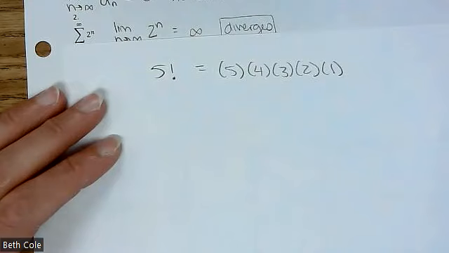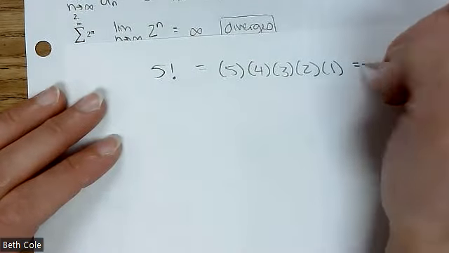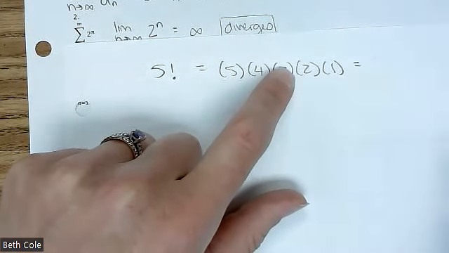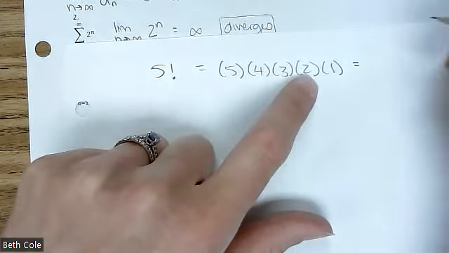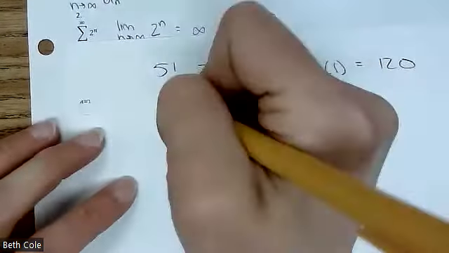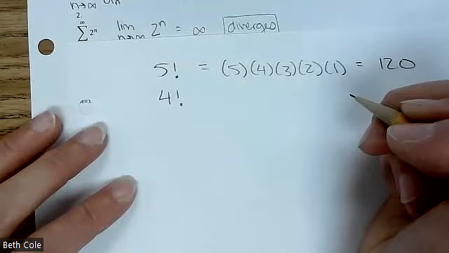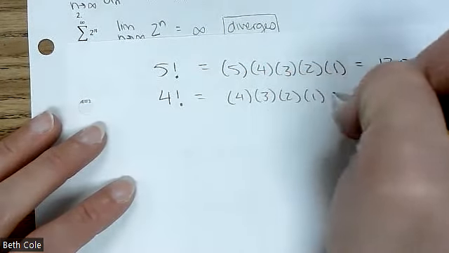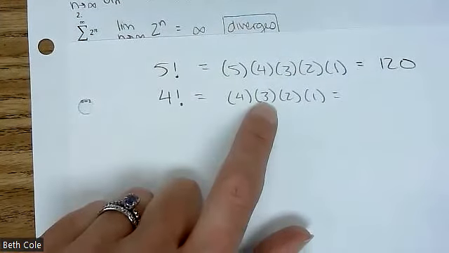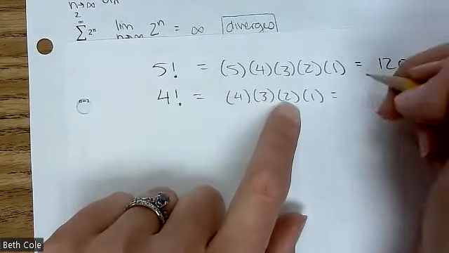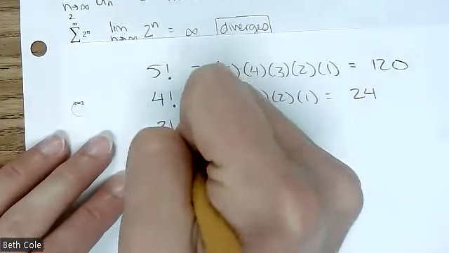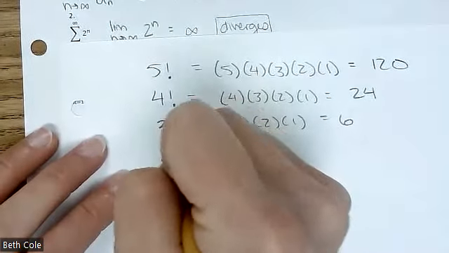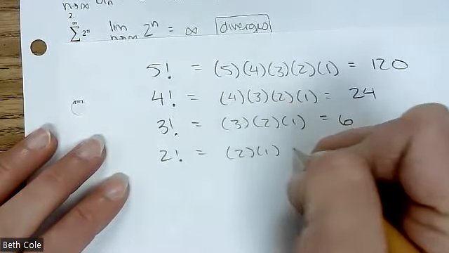You're all just staring at me. Is it like 5 times 4 times 3 times 2 times 1? So let's see what that would be. 5 times 4, 20 times 3 is 60, doubled is 120. Because we're going to get to a point where you're going to need to know some of these, I usually recommend memorizing up to 5. And again, we'll get there. What would this be? 4 times 3, 12 times 2, 24. 3 factorial would be 6. I should have started with the easier ones, but that's okay.